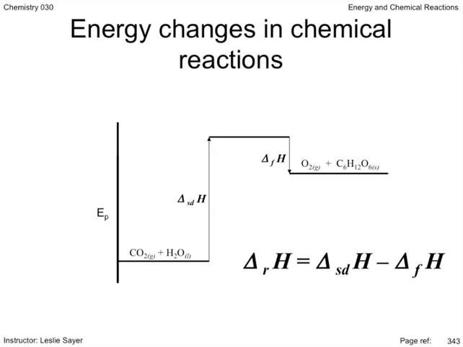The change in enthalpy as the reactants form elements is shown here as delta SDH. Simple decomposition is what SD stands for. The change in enthalpy as the elements form different compound products is shown here as delta FH, F meaning formation. The change in enthalpy for the entire reaction is shown here as delta RH, R for reaction. It is the net difference between the two enthalpy changes.